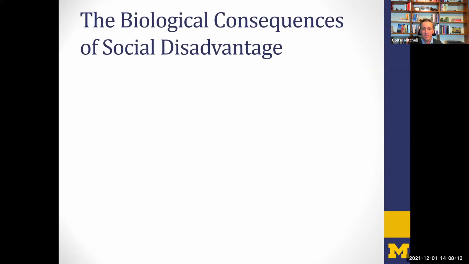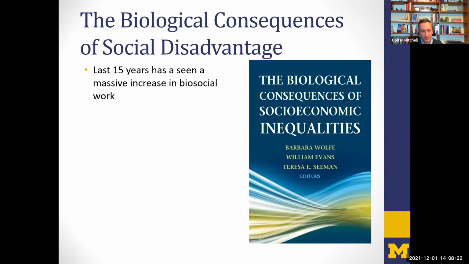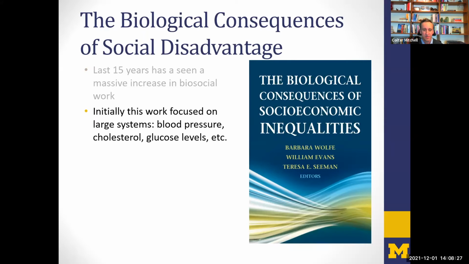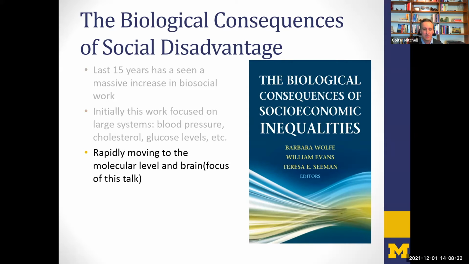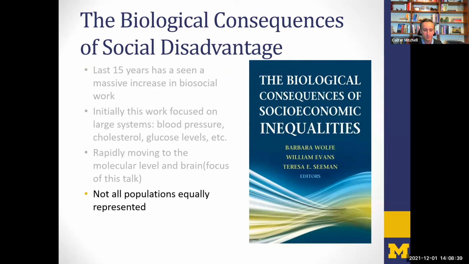Okay, so with that, there's been a lot of work actually about looking at biological consequences or biological correlates of social disadvantage or health. And this is, 15 years, even 20 years now, a lot of biosocial work. Initially, this work kind of focused on larger systems like blood pressure, cholesterol, glucose level, but it's rapidly moved to more molecular level and brain. And the molecular level is what we're focusing on here, genetics. One thing to keep in mind, and one thing that makes CVFS so exciting, is that not all populations are equally represented in biological work.